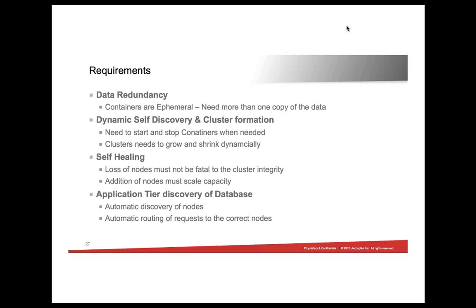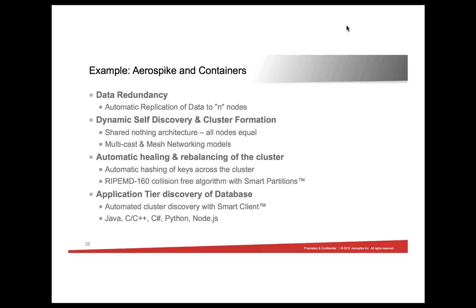You need to be able to deal with loss of nodes and do the self-healing and the repairs needed. But also from your application tier, you don't want to be reconfiguring the application tier in order to talk to the ever-changing cluster underneath. So those are the key requirements. And if I was to compare Aerospike against this list, how does it meet those requirements?